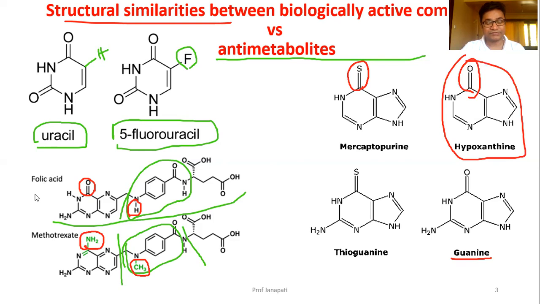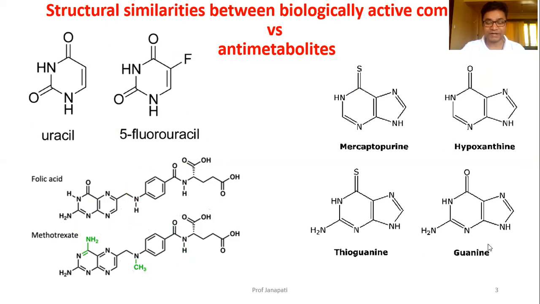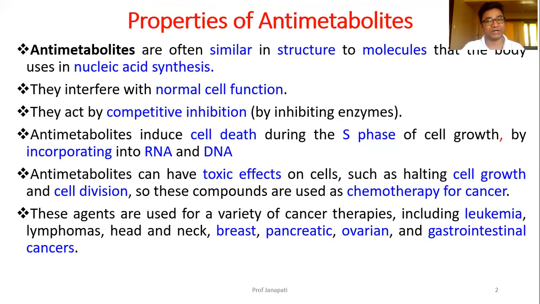These drugs, which are anti-cancer drugs, anti-metabolites, have structural similarity. So we can see the properties which we were telling. They have a similar structure to molecules used in nucleic acid synthesis. Whatever we have seen, folic acid, uracil, guanine, the purines, they are used in synthesis of DNA molecules and RNA molecules in our body.